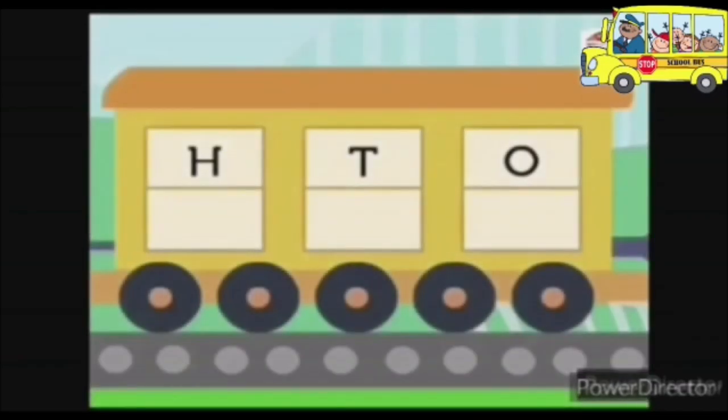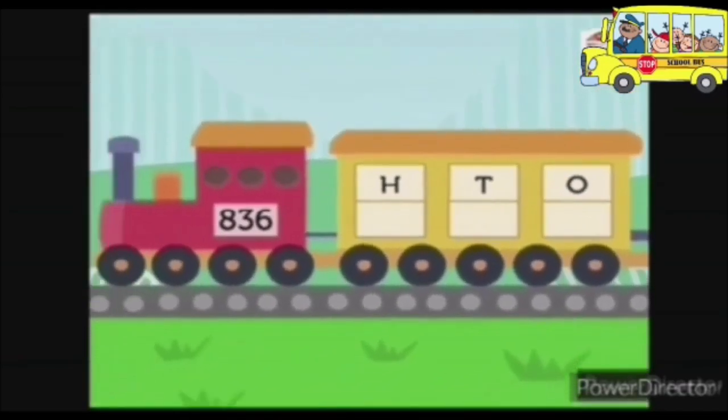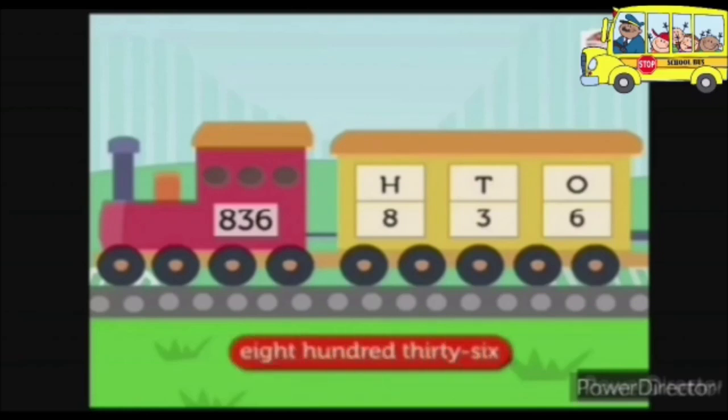So, here as we can see, number 8 is placed in the hundreds column. Number 3 is placed in the tens column. And the number 6 is placed in the ones column. Thus, the 3-digit number 836 is read and written as 836.